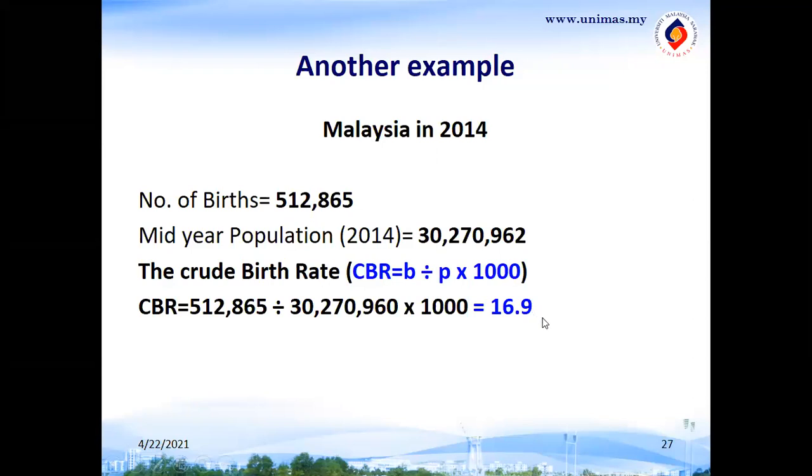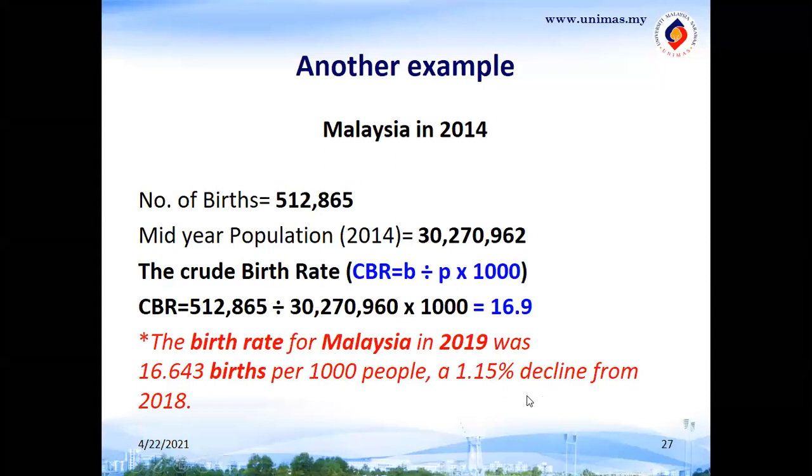Per 1,000. Jadi kalau kita bandingkan dengan negara di Afrika tadi, we are very much less, ya. Very much lower than the crude birth rate of Nigeria, for example, Uganda dan sebagainya. Alright. In 2019, the latest, sebab apa? Sebab kita belum lagi ada data for 2020. Actually, kita ada masalah sikit with the collection of data from the census.